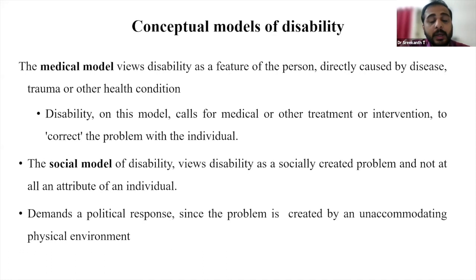Then the social model has come, where it clearly says that disability is the result of various disadvantaged social policies and social causes. So it is the responsibility of the government or the state to implement various strategies or interventions to manage those disabilities. So in the social model, they say that disability is secondary to various limitations in social policies and welfare benefits.